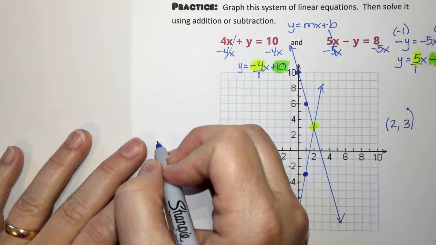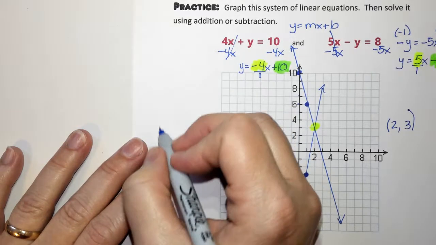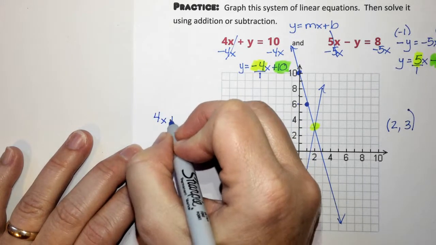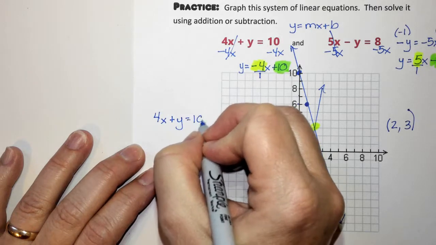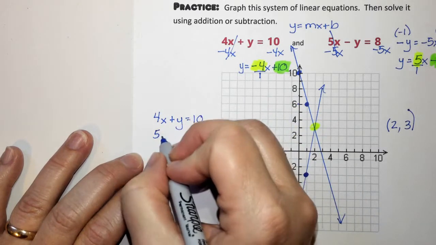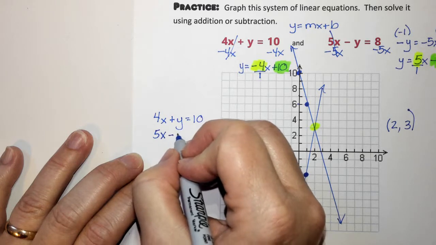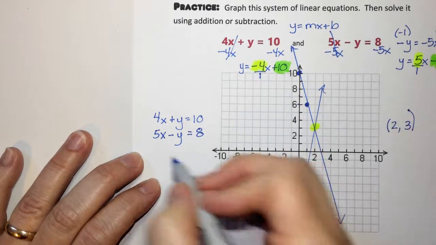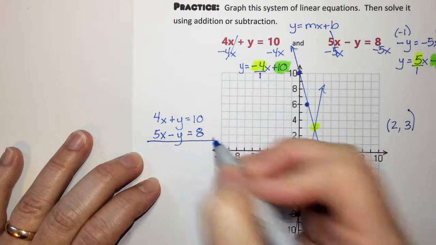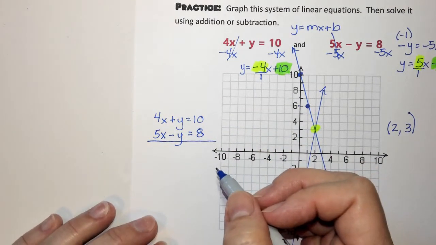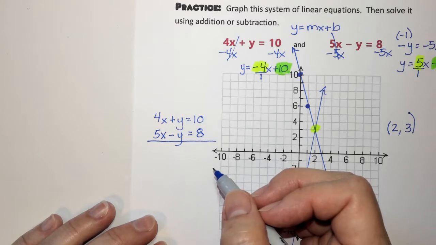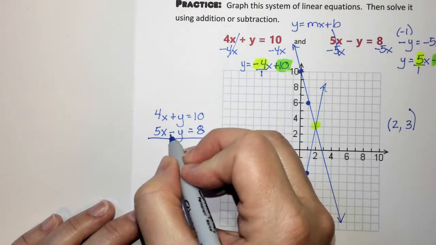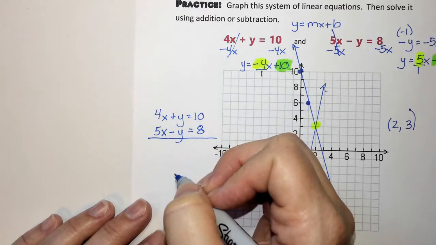The next step then is to use your addition or your subtraction by stacking them on top of each other and then seeing if you can cancel anything. I'm just rewriting my 2 equations, stacking them on top of each other. Can I use addition or subtraction to cancel out one of my variables? And it looks like I can here. Positive y added with a negative y then becomes 0.